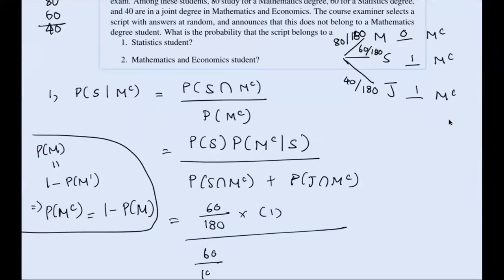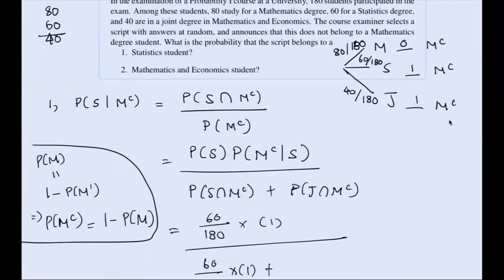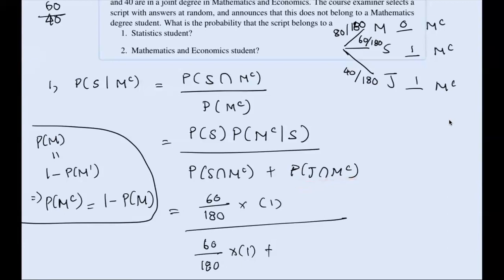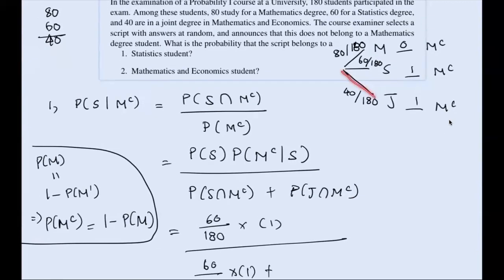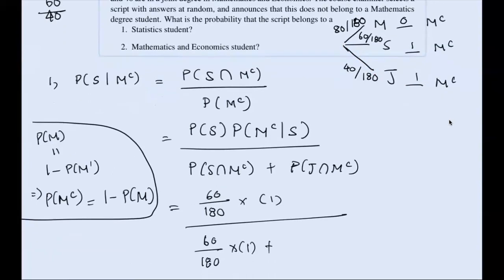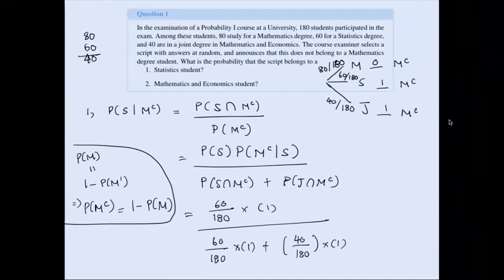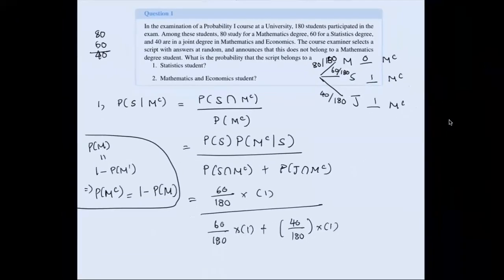I will just write out here. This one, if you use the same formula like this, the multiplicative law, then you will get this one multiplied with this one. And for the probability of joint and non-math, you just take the probability on this branch, multiply with the probability on this branch. And if you calculate the number, you will get what you want.